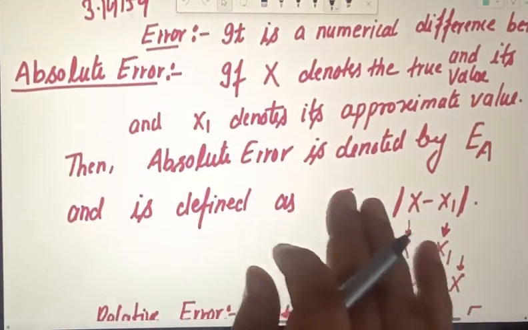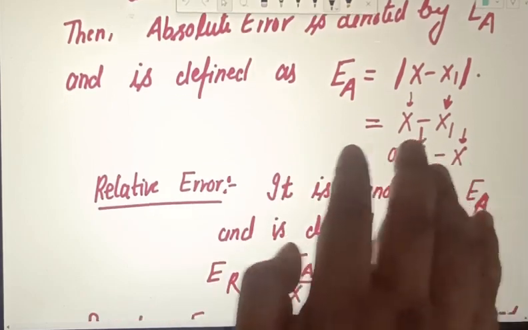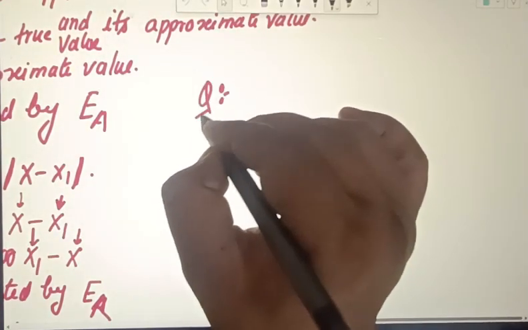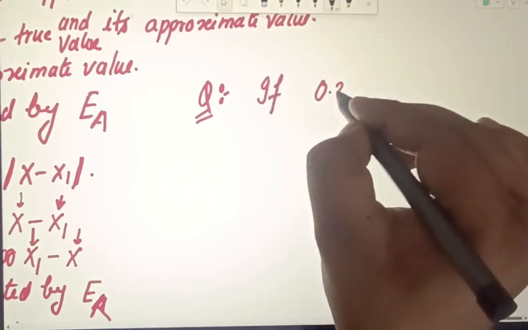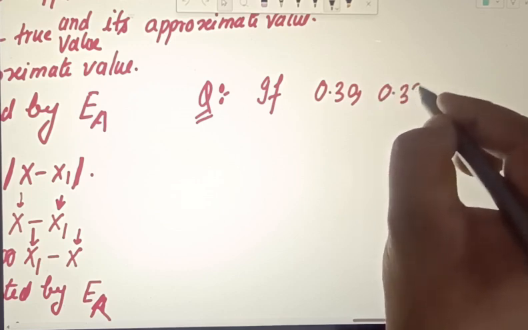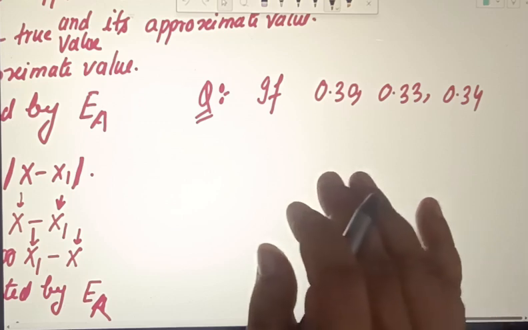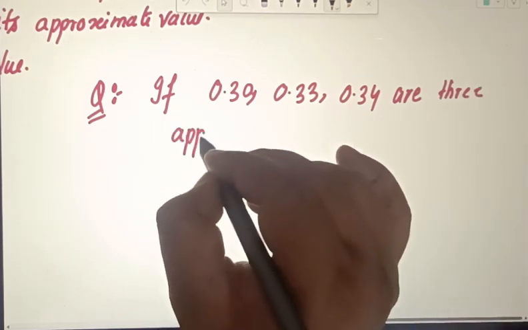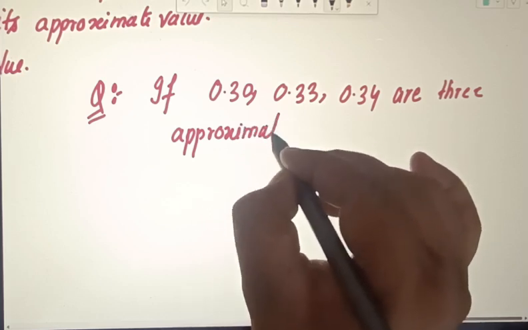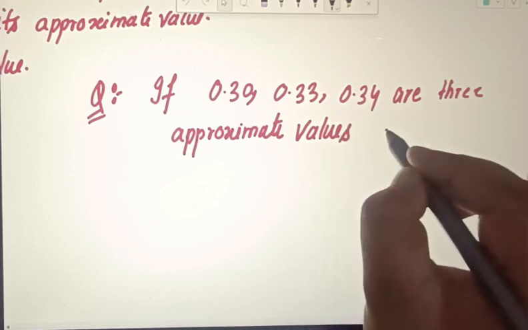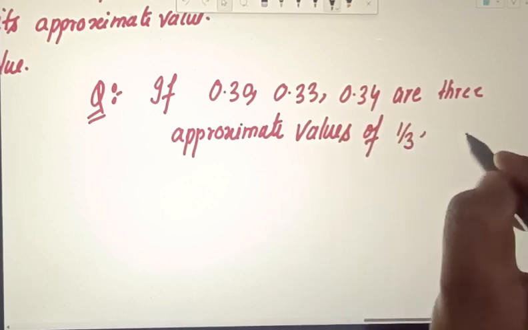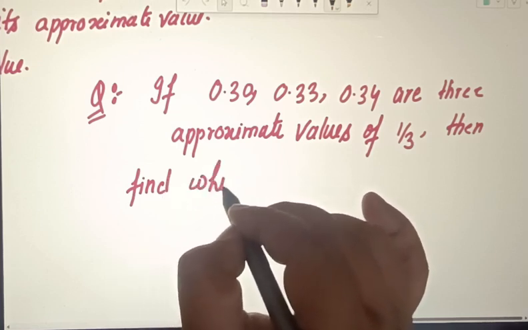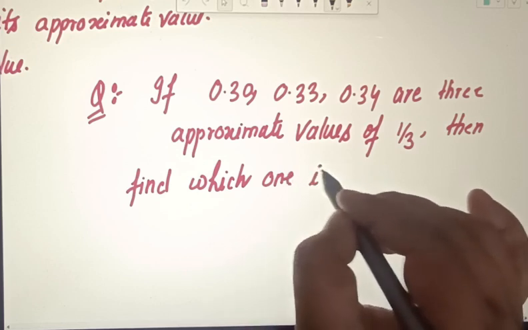Now we will learn these three errors, and we will understand these three errors with a very simple example. Okay, so what is the example here? I am writing an example here. If 0.30, 0.33 and 0.34 are three approximate values of 1 by 3, then find which one is the best approximate value.